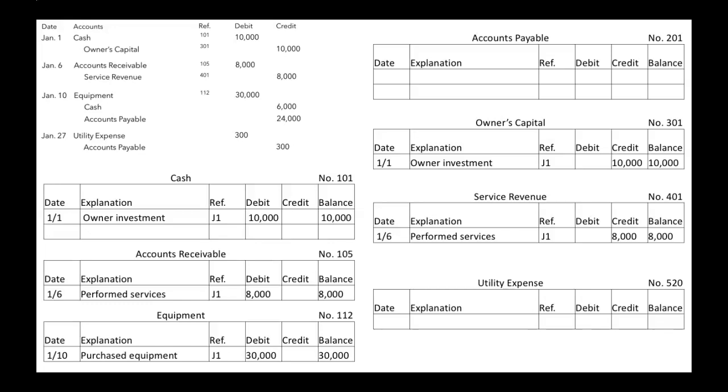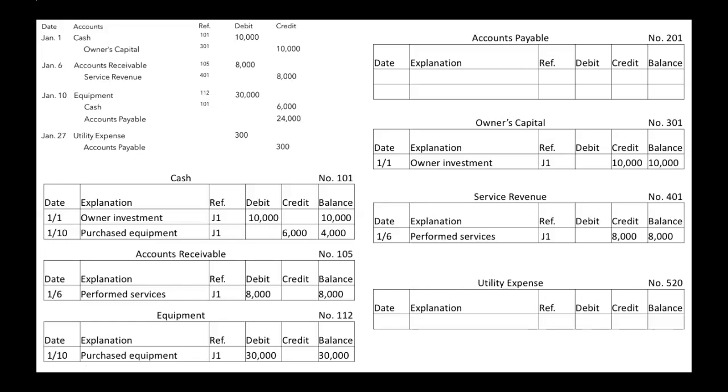Now we also credited cash. So we go back to our cash part in the ledger and we show January 10th, we purchased equipment, so we credited cash for 6,000. Now, for our balance, we want to keep a running balance, right? So we had $10,000 in cash. We just spent 6,000, so we have 4,000 remaining. And then we want to put in our references, right? J1 and account number 101.